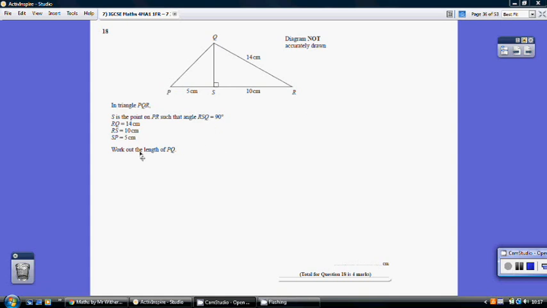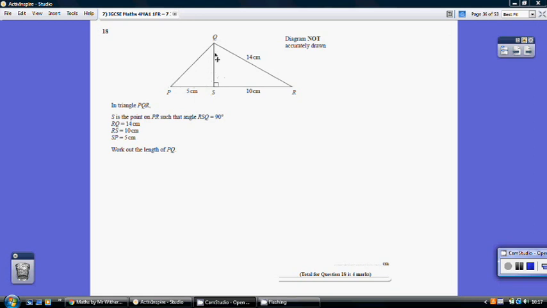Question 18. Now we're being asked to work out the length of PQ. Now to do this, we're going to need to know something else about the triangle PQS. So if we can work out what QS is, then we can work out what PQ is using Pythagoras, because we've got a right angle triangle, side, side, find a side. So how can we work out what QS is?